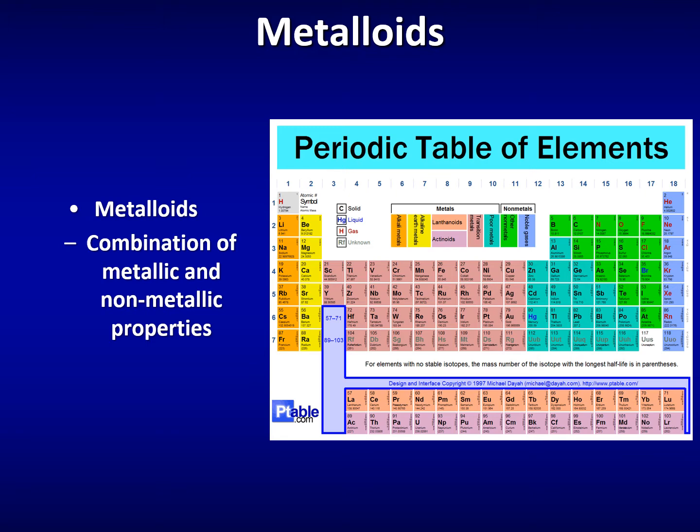Metalloids are a combination of both metals and nonmetals. Different metal properties can be combined with different nonmetal properties to make metalloids. For example, silicon is a metalloid. It's also a semiconductor. It's not fully able to conduct electricity, but it does so in a partial sense, which makes it very useful for computer chips.